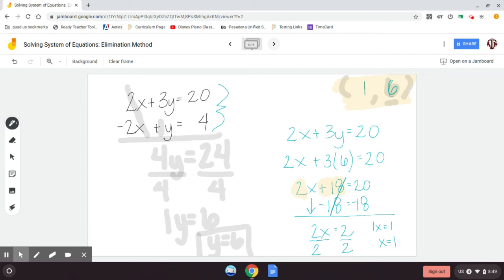Okay, but if they don't cross, or they're not whole numbers where they cross on a grid, one way that you could solve this system of equations is the elimination method. You're eliminating either the x or the y variable. In this example, we eliminated the x over here. And then by doing that, we're able to solve for both the x and the y.